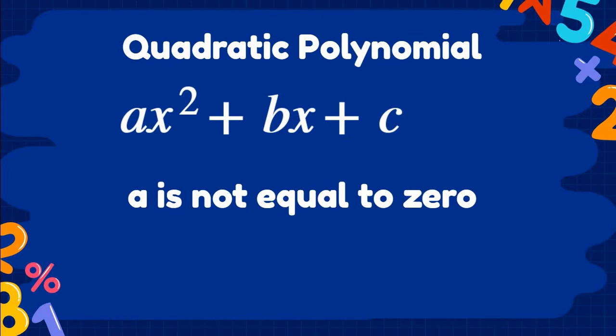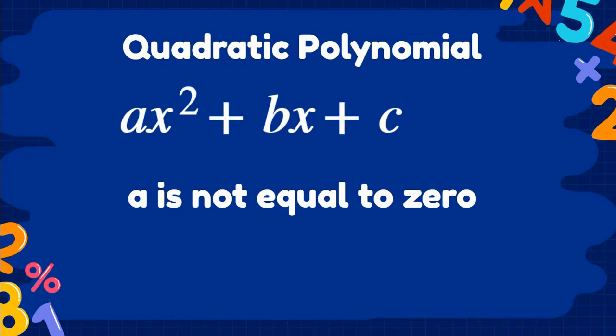So the keen ones among you might ask me what is the reason for a not being 0? Why shouldn't a be 0? If you substitute 0 in place of a, the entire polynomial will turn into a linear polynomial. The reason is that when you substitute 0 in place of a, it will get multiplied with x square. So anything multiplied by 0, what will it become? It will become 0. So this entire term will become 0. So what will be left? Only bx plus c will be left in the polynomial. So then it will change into a linear polynomial.